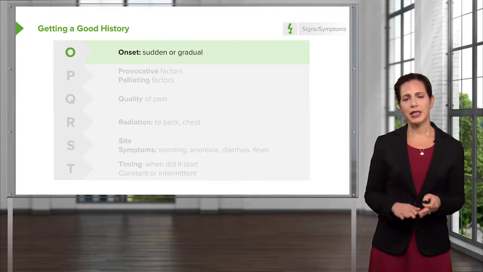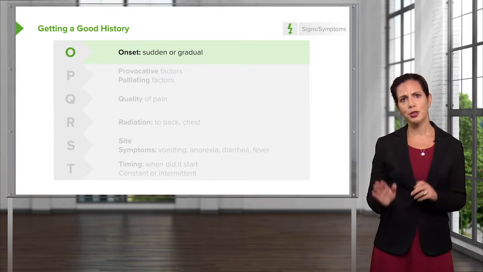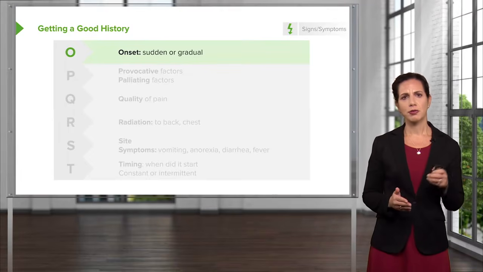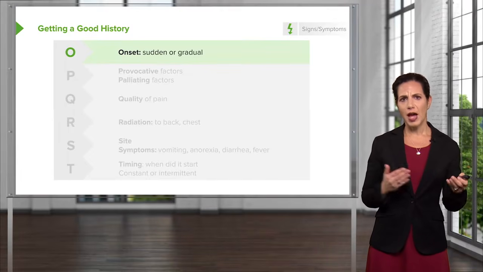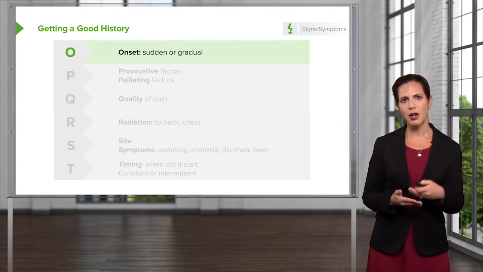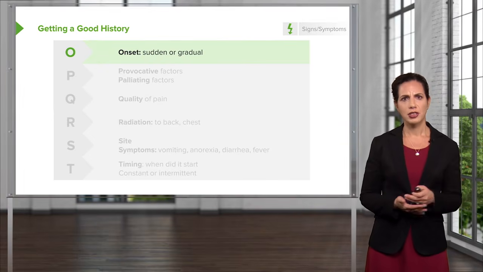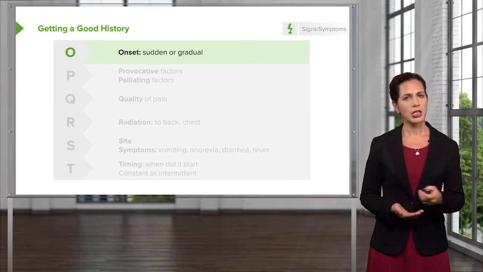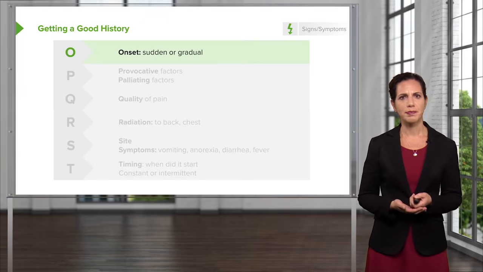Now, for abdominal pain, this is one of those classic times where you want to go back to your original history-taking class, whatever that might be, and really think about the different factors that are affecting the pain. Does the pain radiate anywhere? So this OPQRST phenomenon. O stands for onset. Was the onset sudden or gradual? Because that can point you in one direction or the other.